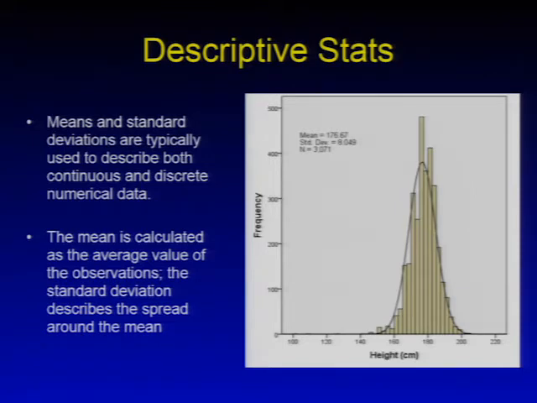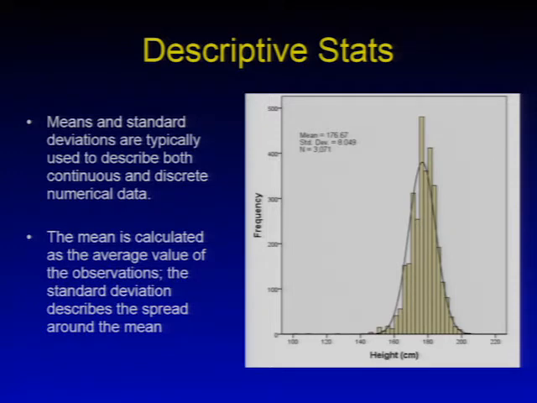And so here we just had a whole bunch of heights. This was patients at a local hospital, and we recorded the heights. And if you plot them in this form called a histogram, you can see that it basically takes up a nice normal curve sort of distribution. The standard deviation defines the spread around that mean. You can do this with either continuous or discrete numerical data.